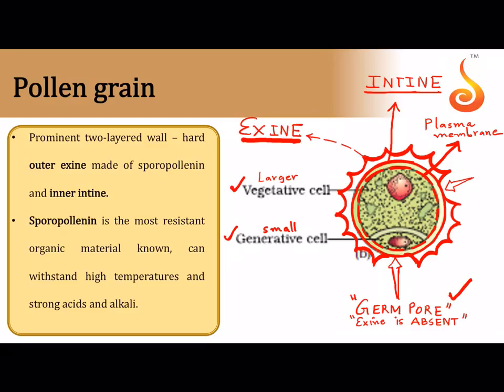Now let us see inside the pollen grain. So you have a cell. This cell is referred to as the vegetative cell, and this tiny cell sitting below is referred to as the generative cell. Notice how the vegetative cell has an irregular shaped nucleus. The nucleus is irregular shaped. It has a lot of dense cytoplasm in it, isn't it?